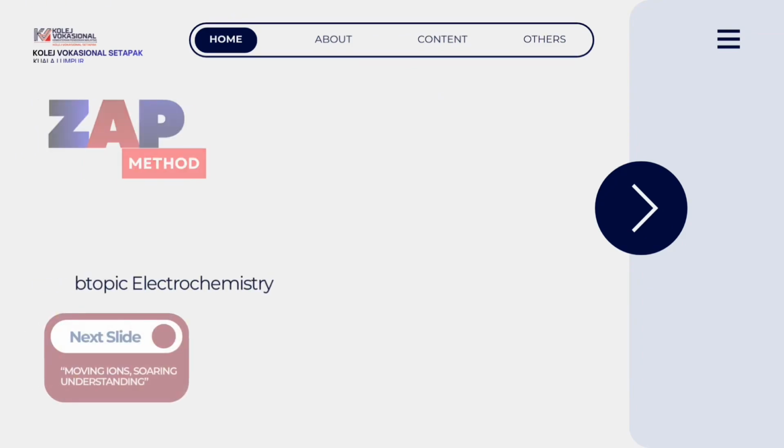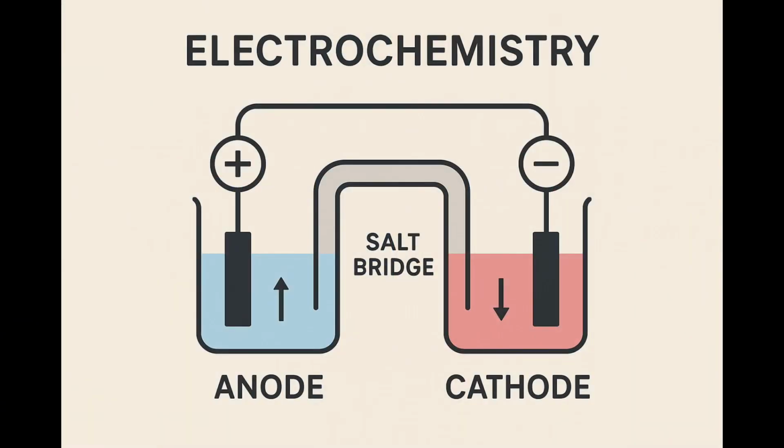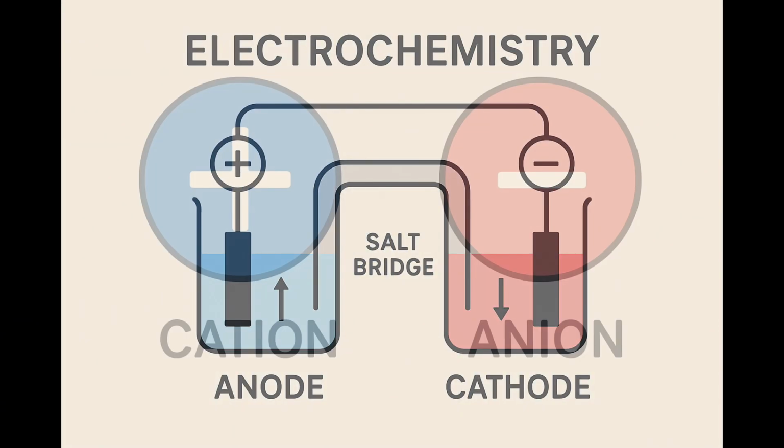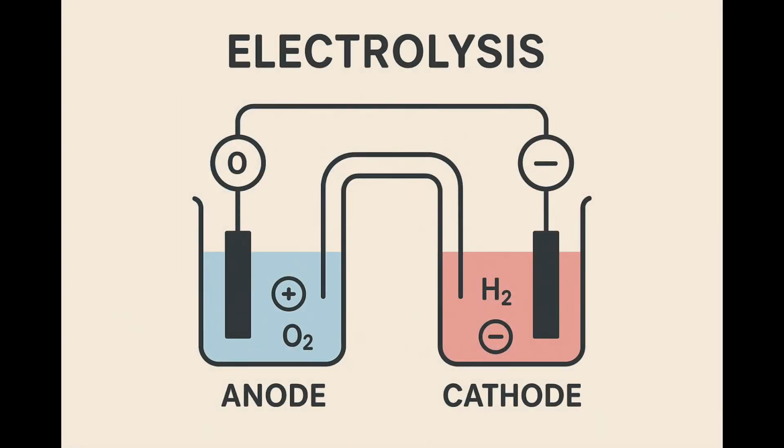This video introduces the ZAP Method, a simple and structured approach to help students understand electrochemistry, especially in identifying cations and anions and tracking their movement during electrolysis.